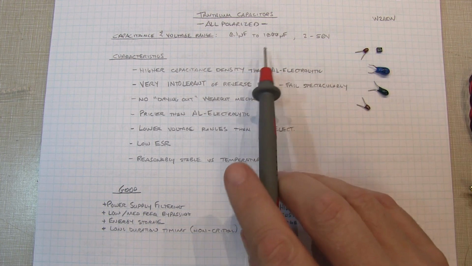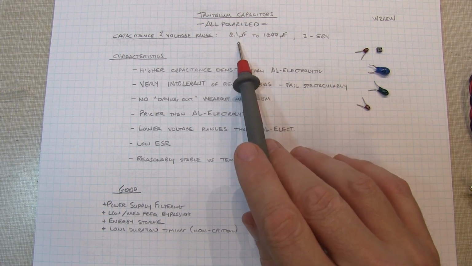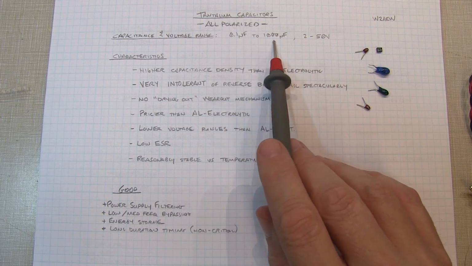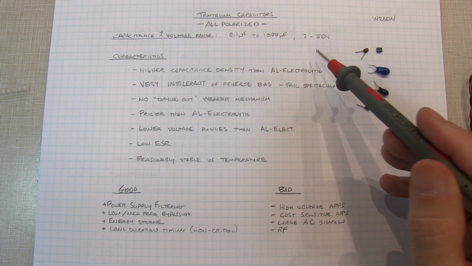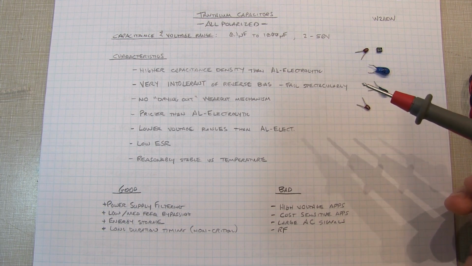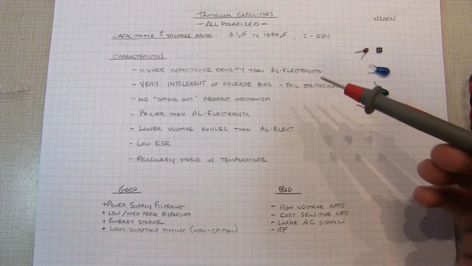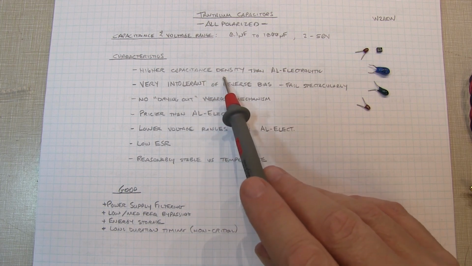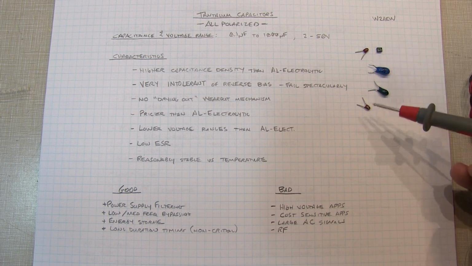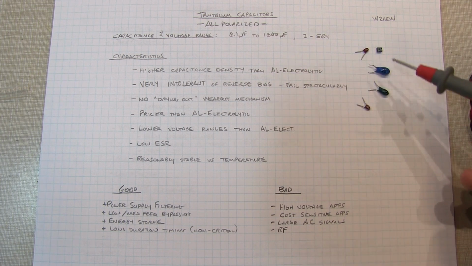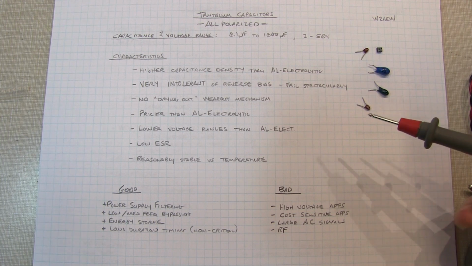But they're typically ranging from about 0.1 to 1 microfarad up to 1,000 microfarads or so, but they're relatively low voltage. They won't go up to the hundreds of volts typically that the electrolytics will. They do have a higher capacitance density than the electrolytics, so for a given package size you can get a larger value of capacitance with the tantalums than you can with the electrolytics.